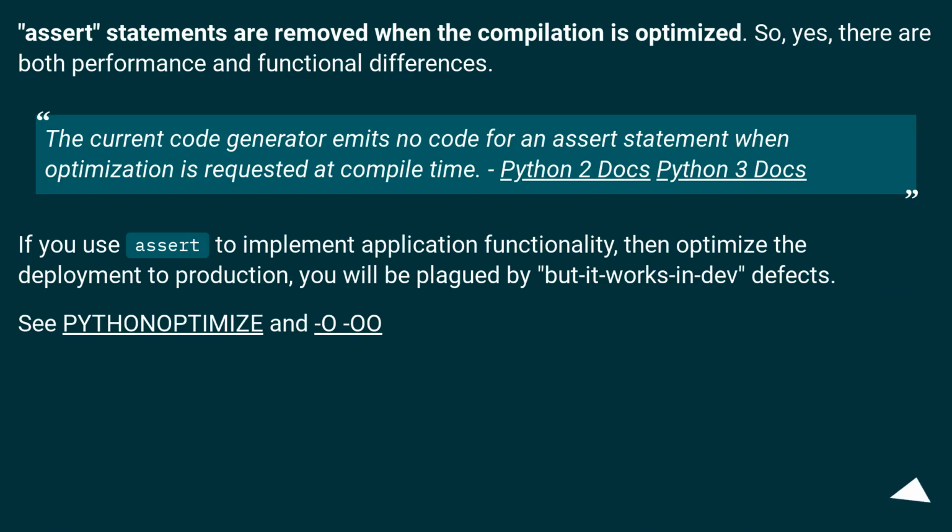If you use assert to implement application functionality, then optimize the deployment to production, you will be plagued by "but it works in dev" defects. See Python -O.